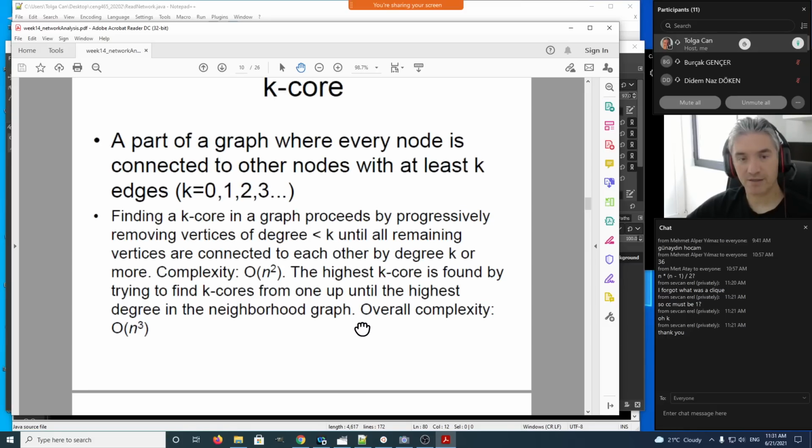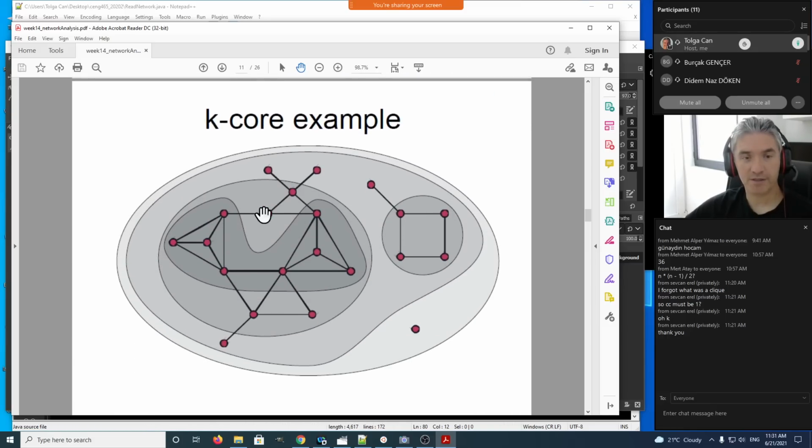All right, so that's how we compute the K-core. And here is another example. This subgraph is a 2-core. Every node in this 4-node subgraph is connected to have 2 edges. This is a member of 1 core.